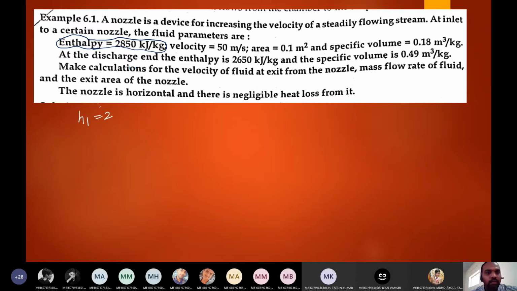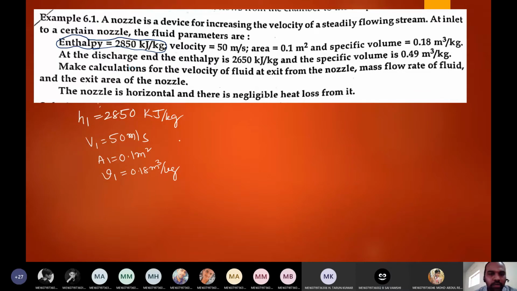H1 is given as 2850 kilojoules per kg and velocity at inlet V1 is equal to 50 meters per second, and area at inlet A1 is equal to 0.1 meter square, and specific volume small v1 is 0.18 meter cube per kg. These are the properties at inlet. At the discharge, that is at the outlet, H2 is equal to 2650 kilojoules per kg. Then specific volume small v2 is equal to 0.49 meter cube per kg. This is the data given.